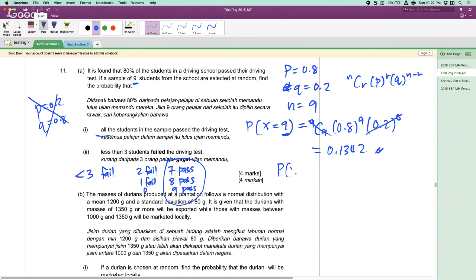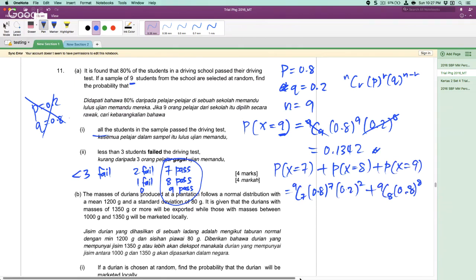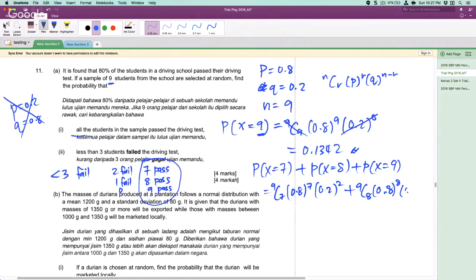What you need to do is just do x equals 7 plus x equals 8, then you plus x equals 9. X equals 9 we already found, so I will do 7 and 8 very fast. This one is just 9C7 and then 0.8 power of 7 and then 0.2 power of 2, plus 9C8, 0.8 power of 8 and then 0.2 power of 1, plus the 0.1342 because x equals 9 we already found.